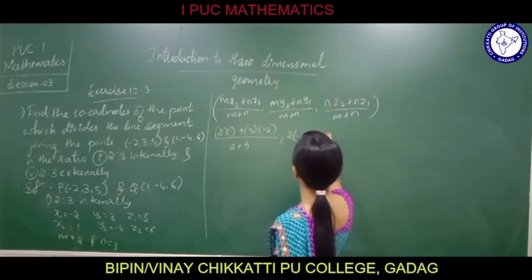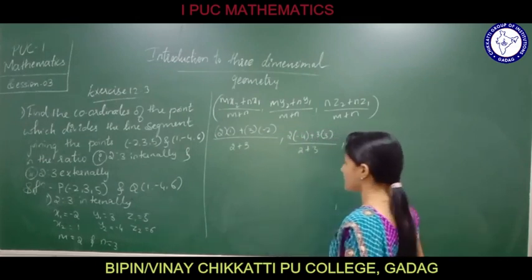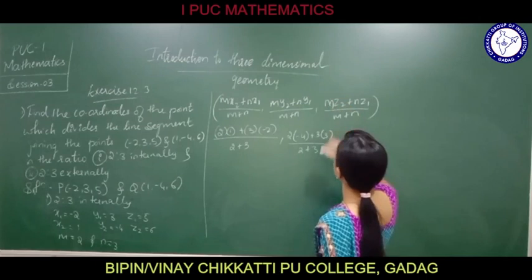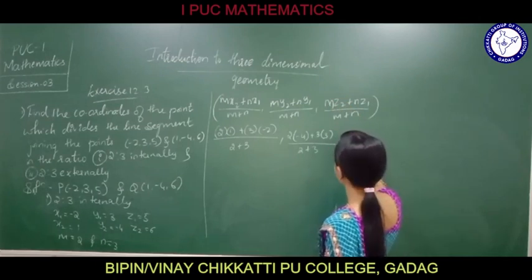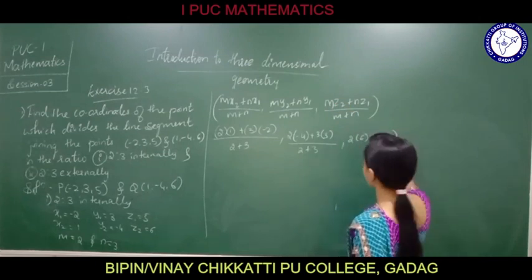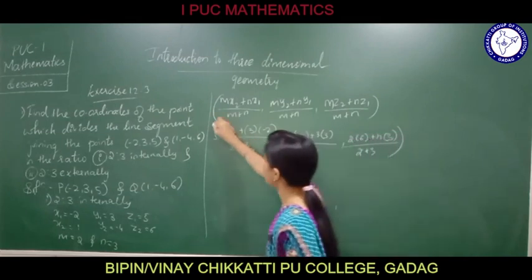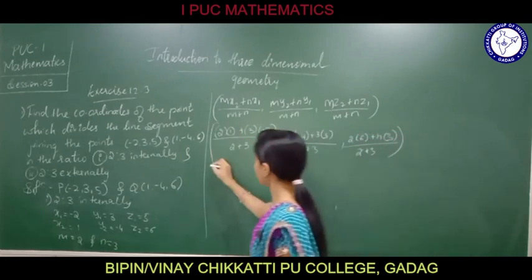-4 plus 3 into y1 is 3, divided by 2 plus 3. Again we have m into z2. M is 2, into z2 is 6, plus n into z1 is 5, divided by 2 plus 3. These are our coordinates. How are we going to get them?